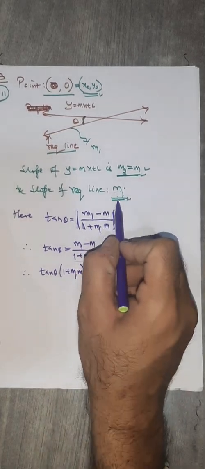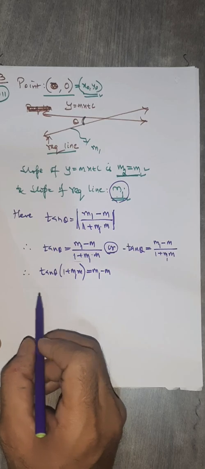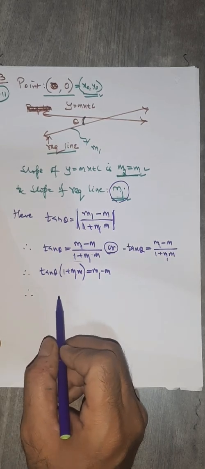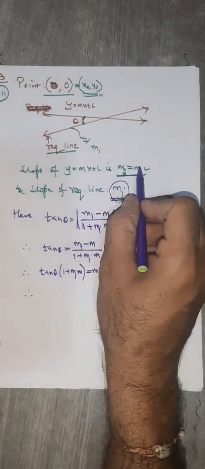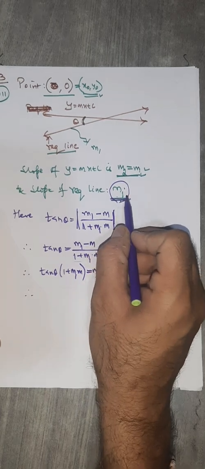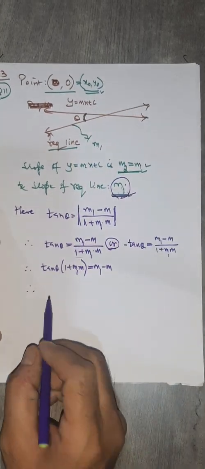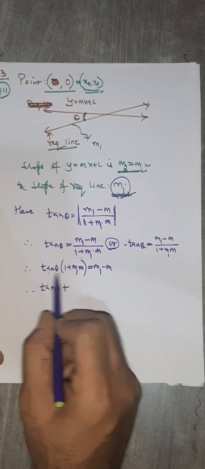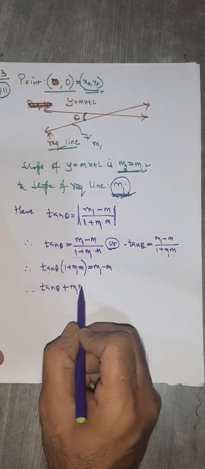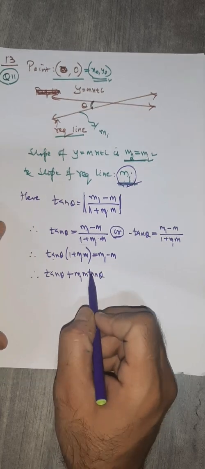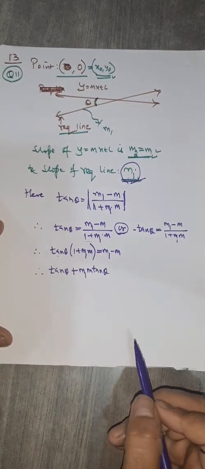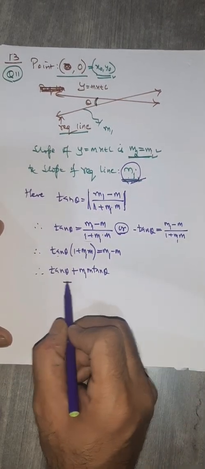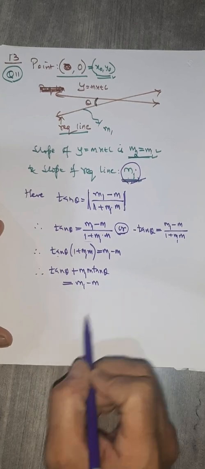Remember, we want this m1. So we make m1 the subject of the expression here. This is not known to us. m2 we know, it is m. So once we get m1, using this point we'll get the equation. Okay, so I'll open the bracket. Tan theta plus m1 m tan theta equals m1 minus m.